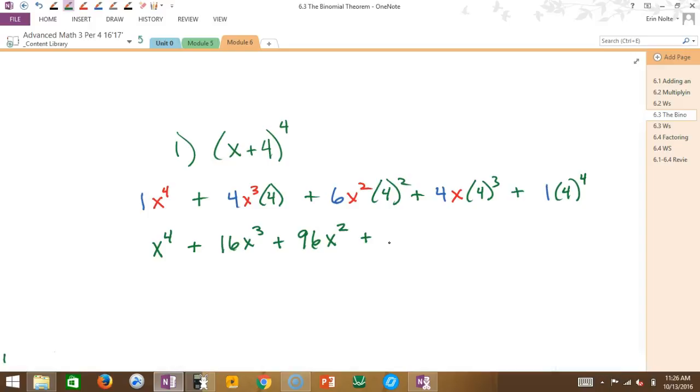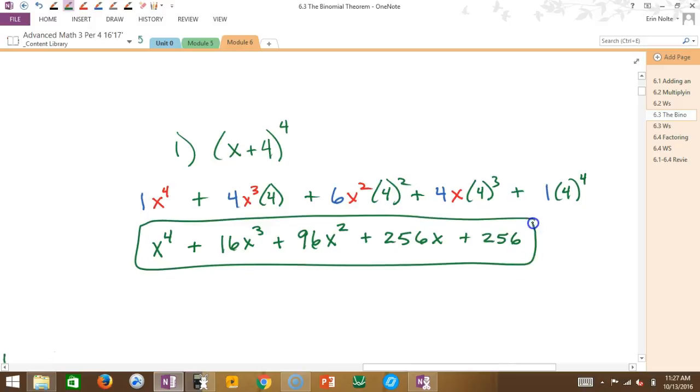Okay, third term, or what is this? Fourth, 1, 2, 3, fourth term. So this one I have 4 to the 3rd. What's 4 to the 3rd power? 64. And 64 times 4? 256. I didn't hear the 2. I was like, no, I don't think so. 256x. My last term is 4 to the 4th. What is 4 to the 4th power? 256.